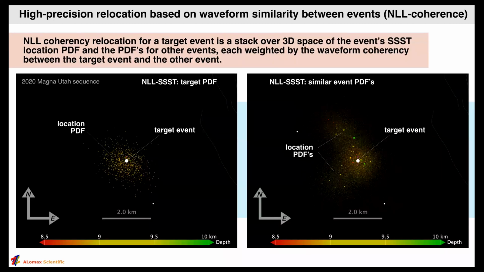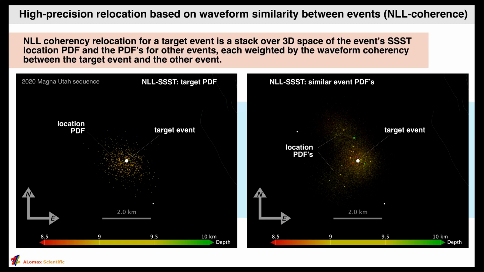So I'm going to show an example from the 2020 Magna, Utah earthquake sequence. The NonLinLoc coherence location for a target event is shown in the left panel with its PDF. The coherence location will form a stack over 3D space of the target event SSST location PDF, which is shown in the left panel. And we'll stack that with the PDFs from all other similar events, weighting each of the PDFs from the other events by the coherency weight we've defined.